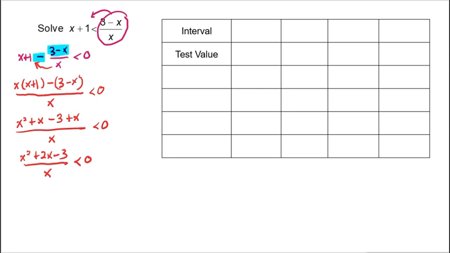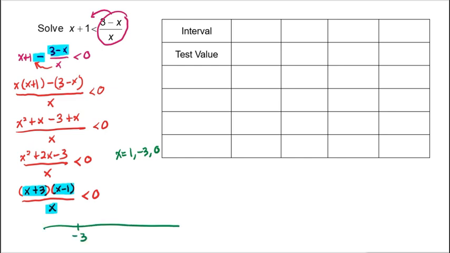Now I want to have the numerator factorized. Therefore we have (x plus 3)(x minus 1) over x less than 0. Now we have to find the critical values. Firstly, we consider this part, so the critical value is negative 3. Now we consider this part where the critical value is 1, and the last one, the critical value is 0, because we can substitute 0 there. Now we have the critical values, which are 1, negative 3, and 0. So you consider the real number line: negative 3, 0, and 1.